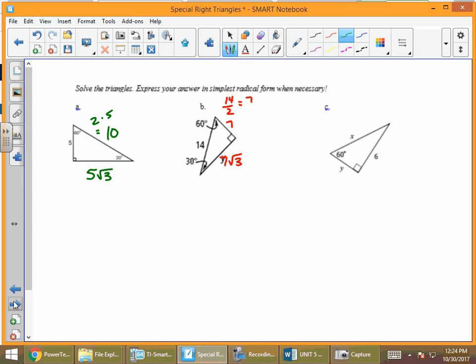In C, if this angle is 60, this angle is 90, what does this angle have to be? 30. We got that angle. We didn't have to find the angles in the other ones because they were given to us. So ask yourself, was I given the hypotenuse, the short side, or the long side? Long side. So again, we have to go from long to short.